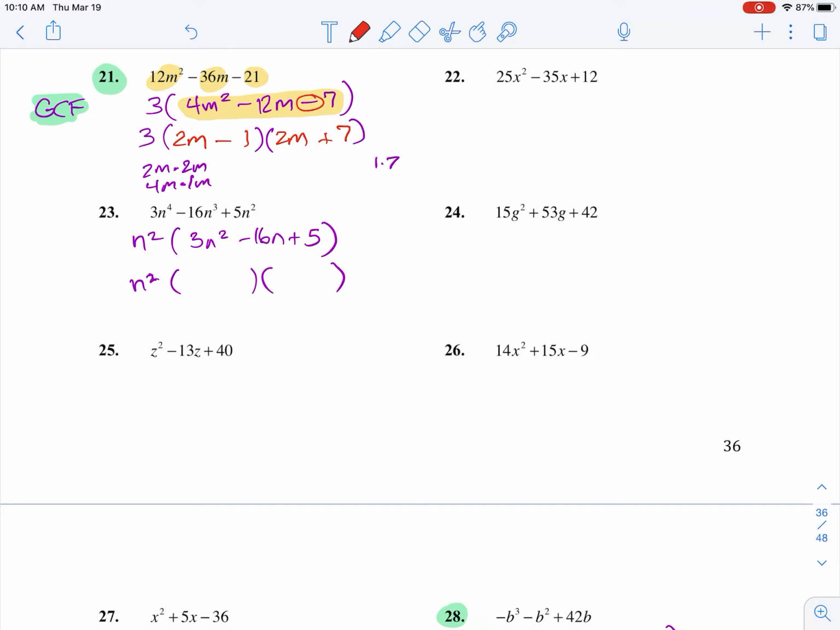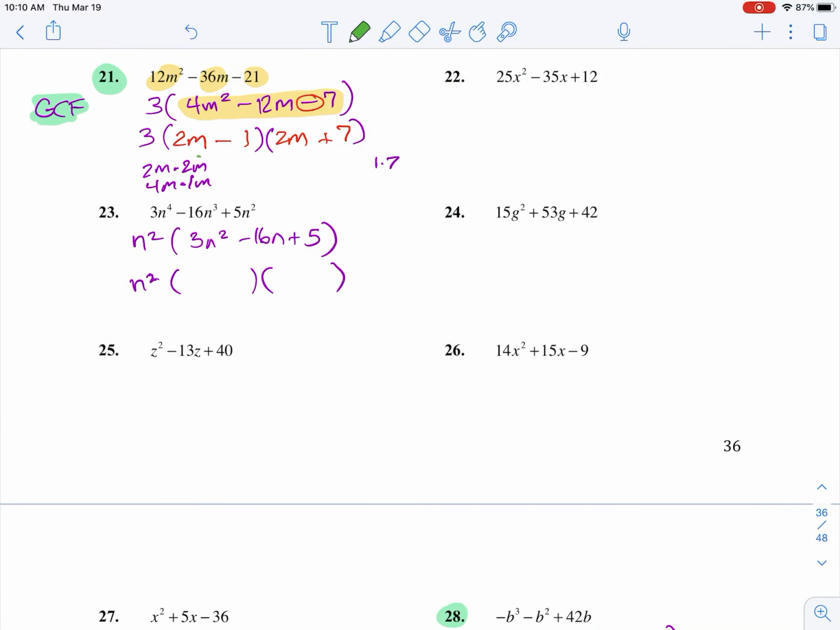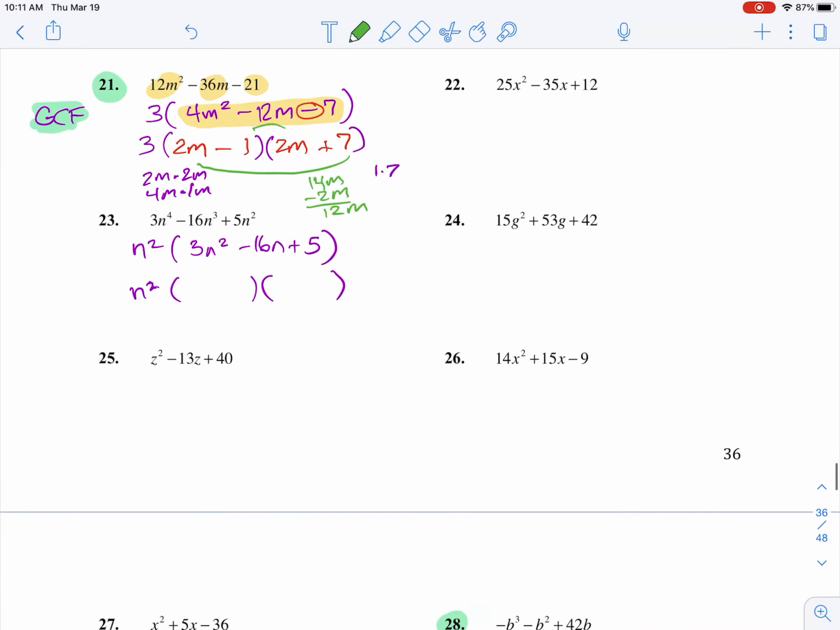Now I know I need different signs because of the negative 7 up here. So I'll start with a negative and a positive. If that doesn't work, I'll switch the signs. So right now when I check my outside plus inside, I get 14m minus 2m, which is positive 12m. Since I need negative 12m, I can change those signs to make this a positive 1 and a negative 7, and now I'm good to go.